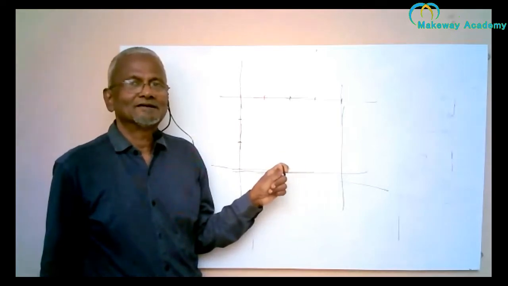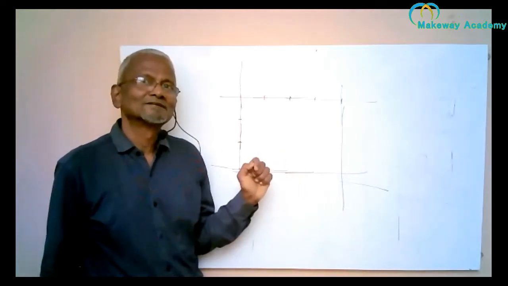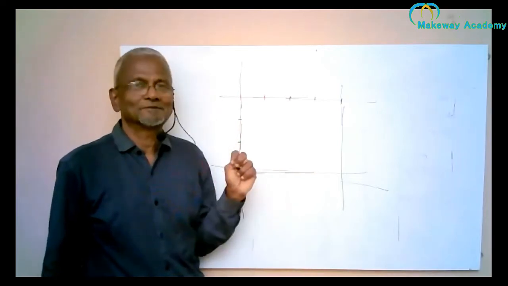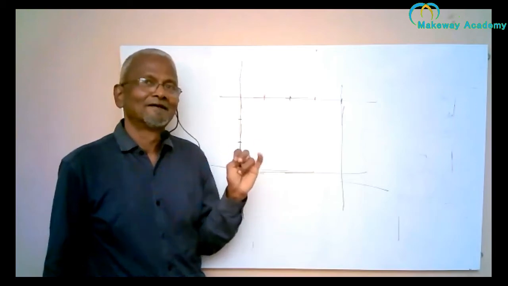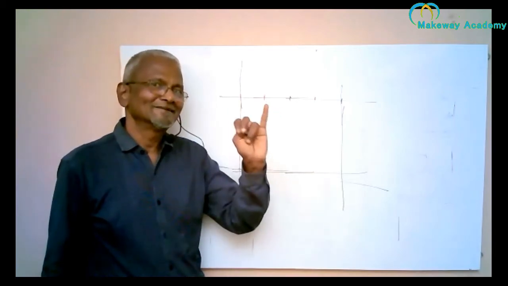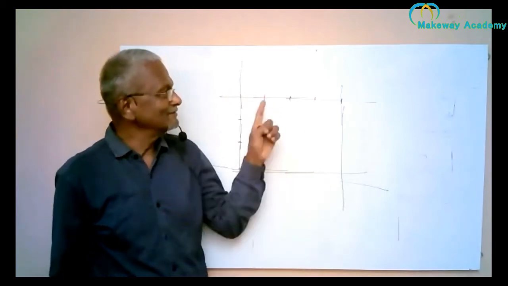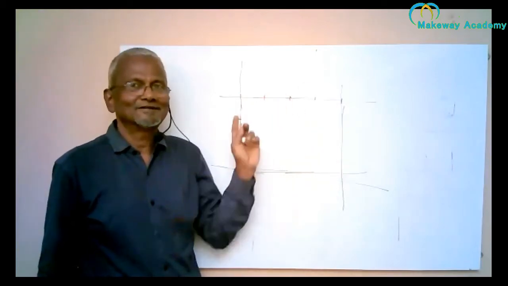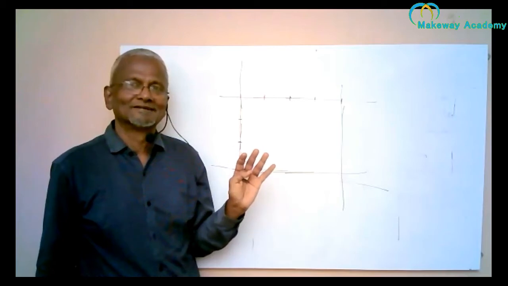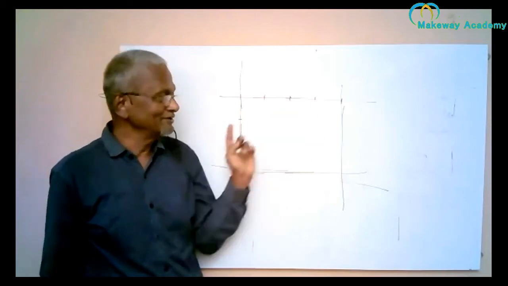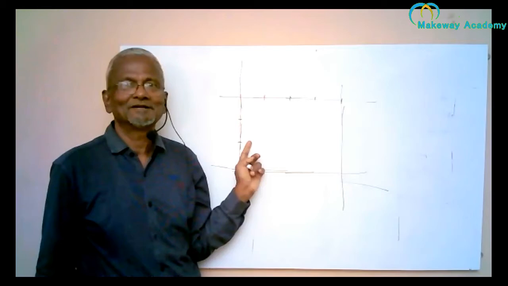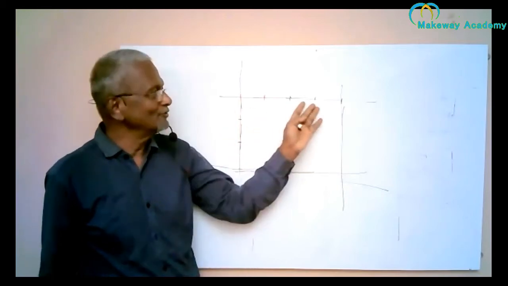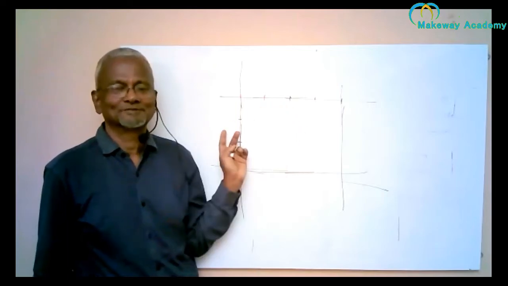So as I said earlier, what is important? In freehand sketching, two things are important. What are they? Direction, proportion. So what is direction? Horizontal line should be more or less horizontal. Vertical line should be more or less vertical. What is proportion? 400 by 300. So 300 must be 3/4 of 400. So 4:3. That is the proportion.